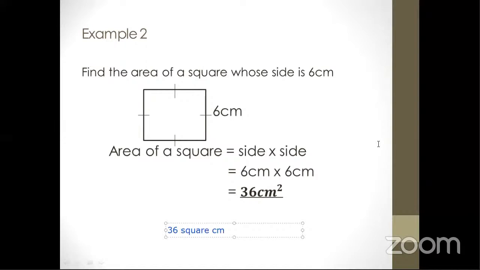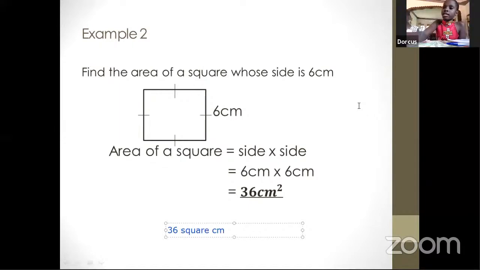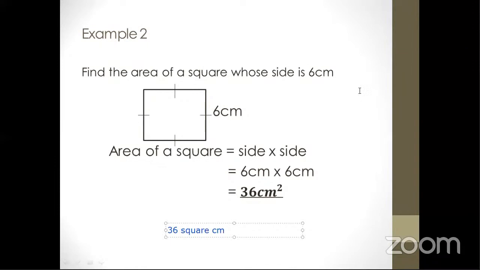No, teacher. Okay. Are you able to get the area of a rectangle? Yes, teacher. How do you get the area of a rectangle? Area of a rectangle equals length times width. Very good.